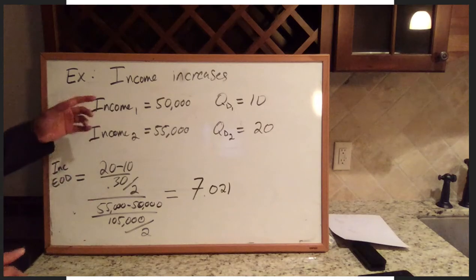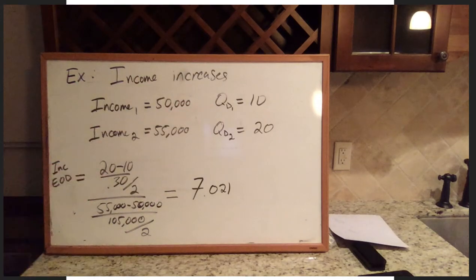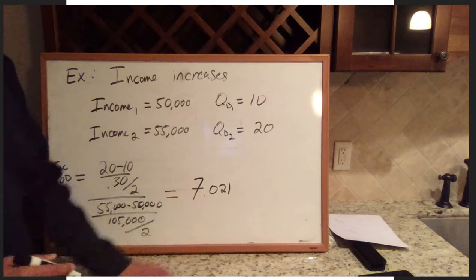Now, again, I give you two incomes and two quantities, so you can also use the midpoint method for this as well. Again, you're just plugging in what is given to you. Now it's going to be the change in quantity demanded up top and the change in income down below. It's still applicable. So after you plug in all the numbers, you should get a value of 7.021.